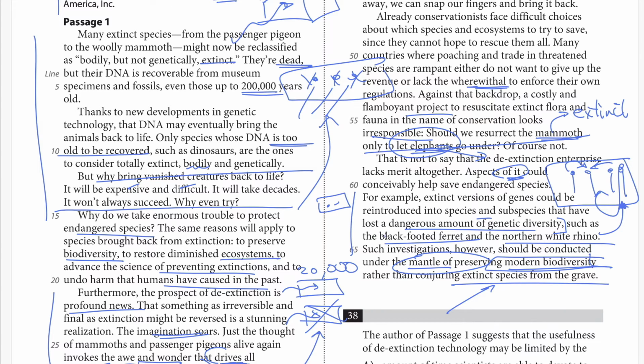Oh yes, it's the black-footed ferret and the northern white rhino. So what's this about? Remember they're talking about these examples. Remember we were talking about these four human beings. They have very similar genetic conditions, right? So the extinct version of genes could be reintroduced into species and subspecies that have lost a dangerous amount of genetic diversity, right? Genetic diversity.